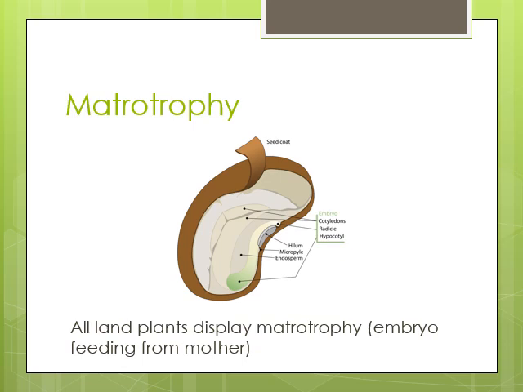You display matrotrophy too. As you develop, you got your nutrients from your mother. Unless you grew up in an incubator, which, I don't know what your life was like. So all land plants display matrotrophy. They all feed on their mother originally to develop. Any of the nutrients from a seed come from the mother plant.